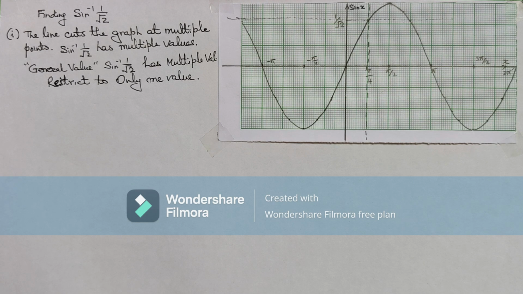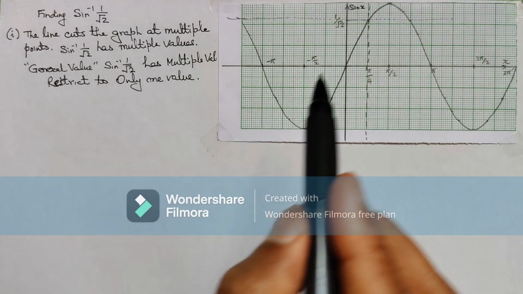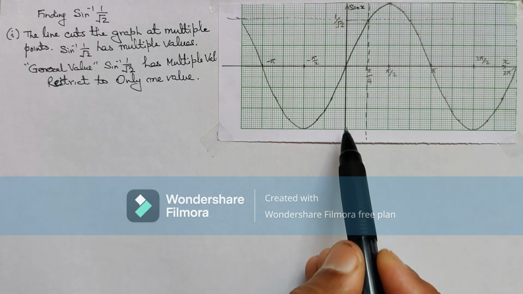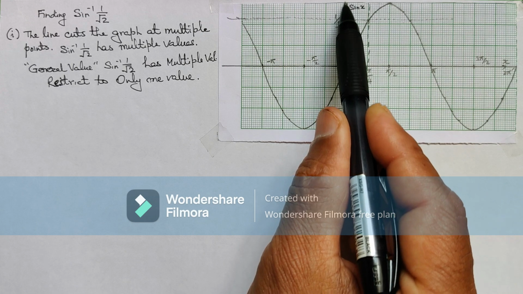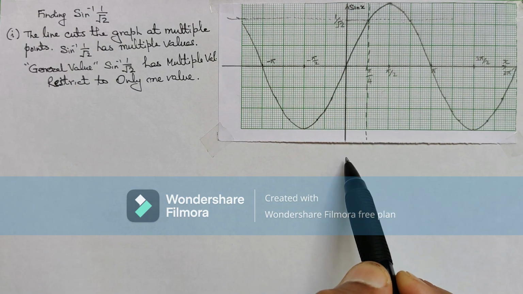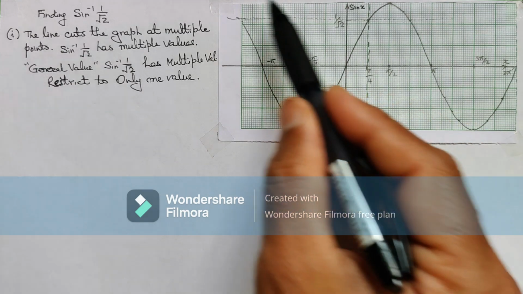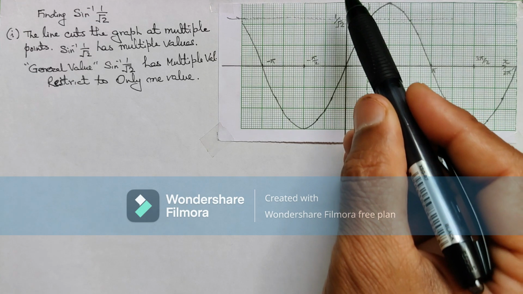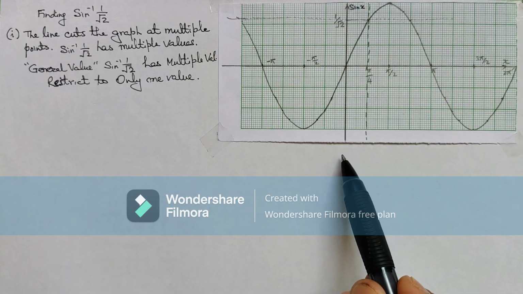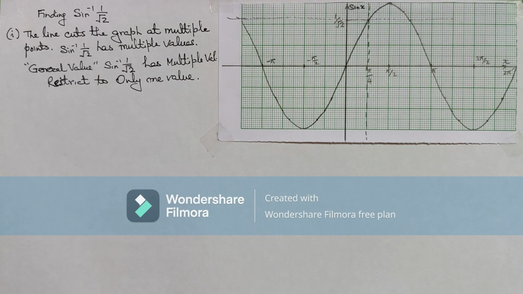Sine inverse y is only defined for y in the interval minus 1 to plus 1. This value of sine x I cannot begin with, value of y I cannot begin with anything beyond plus 1 or below minus 1. Then the graph does not exist in that range and there is no angle whose sine gives me a result of greater than plus 1 or less than minus 1. For example, sine inverse 3 by 2 is not defined.